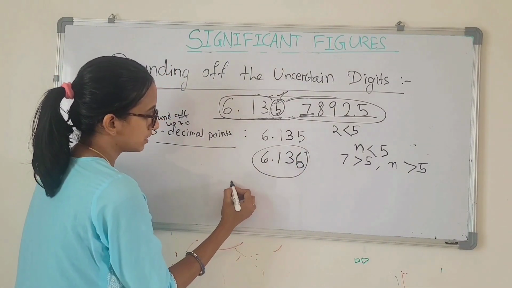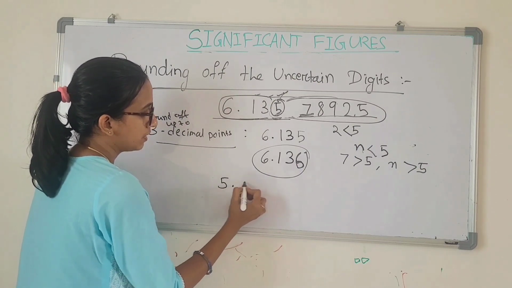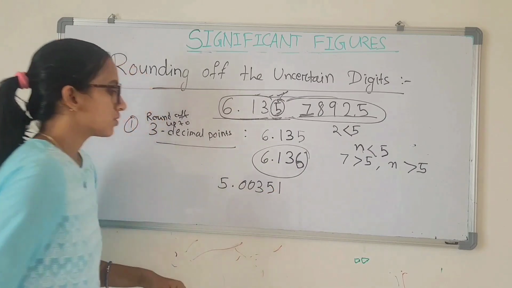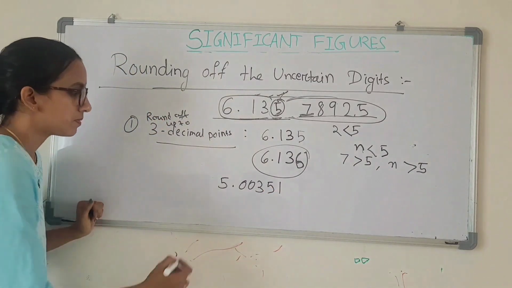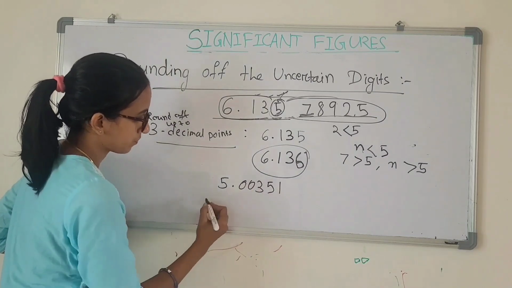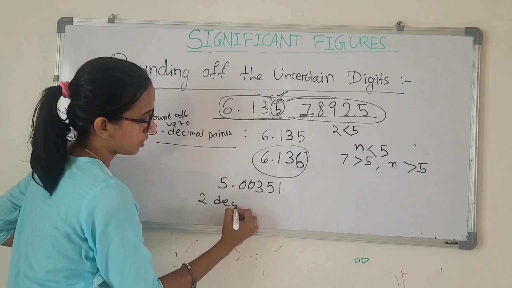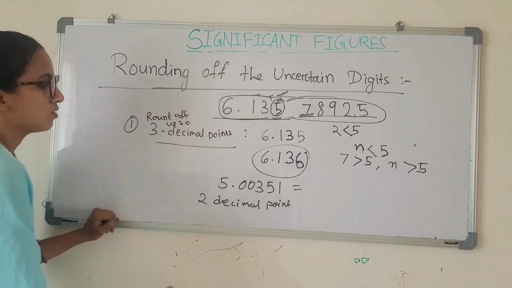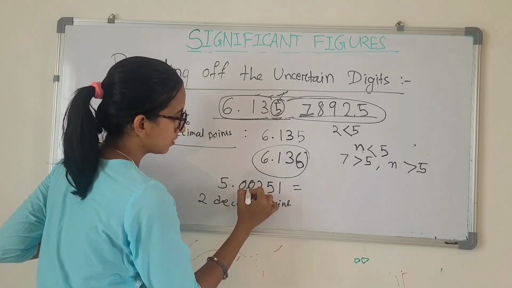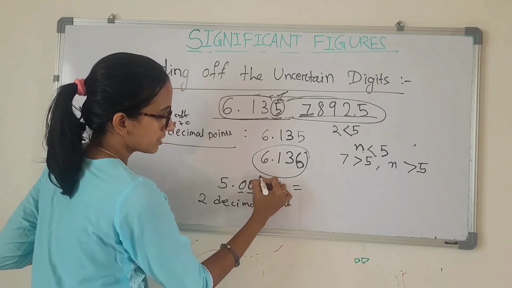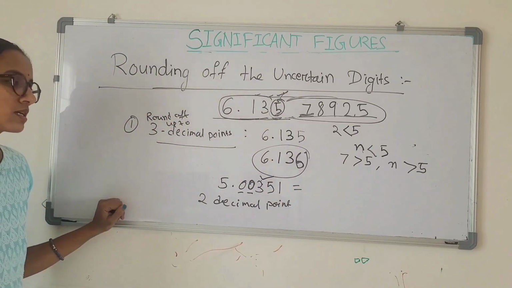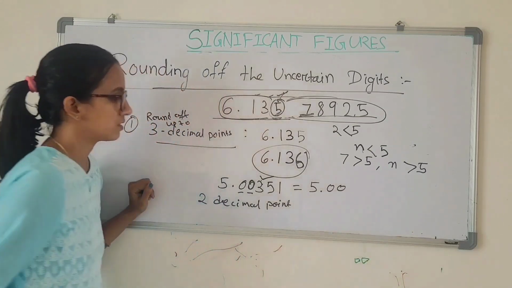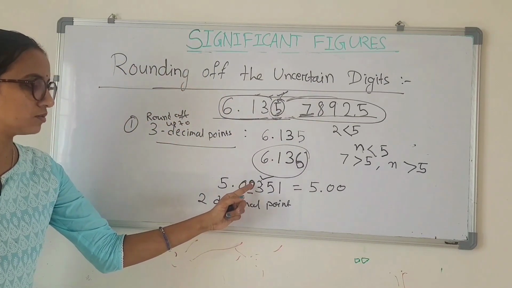Another example, suppose there is a number 5.00351. In this case, you have to round up to 2 decimal points. So what will be the answer? Two decimal points means you have to write up to this, and the next number is here, 3. 3 is less than 5, so you have to write the answer as it is. You need not add 1 to this digit.